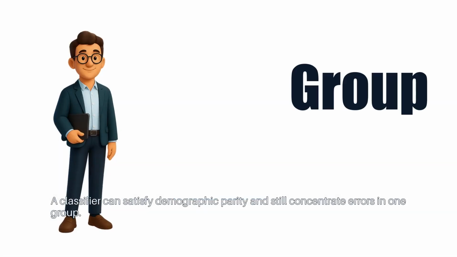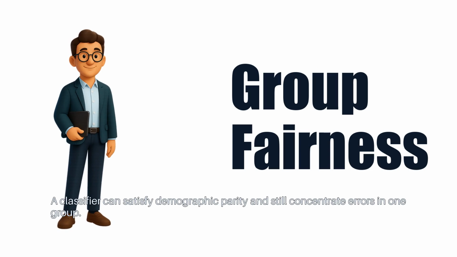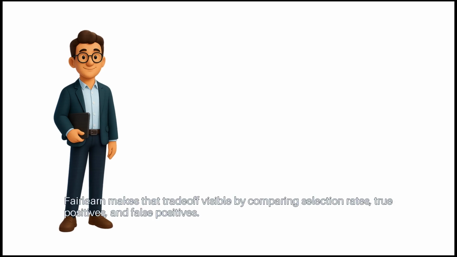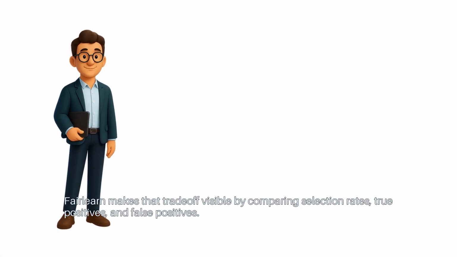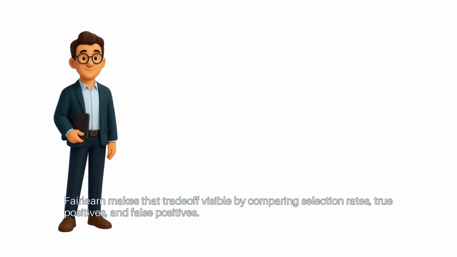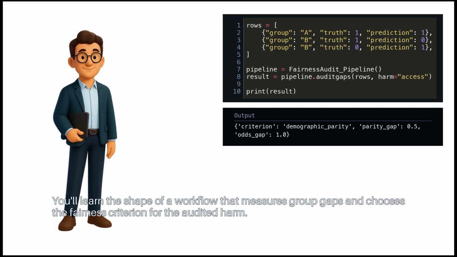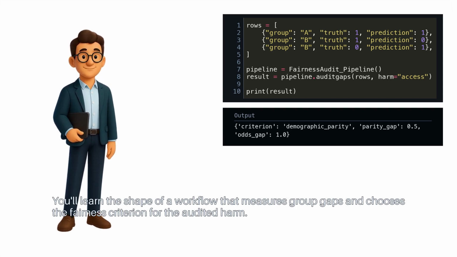A classifier can satisfy demographic parity and still concentrate errors in one group. Fairlearn makes that trade-off visible by comparing selection rates, true positives, and false positives. You'll learn the shape of a workflow that measures group gaps and chooses the fairness criterion for the audited harm.